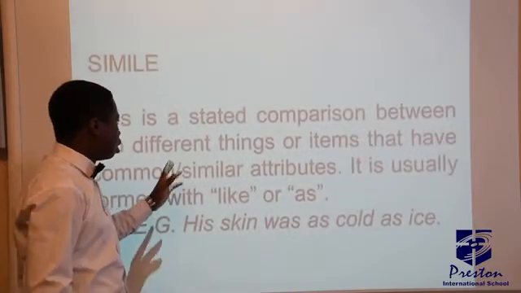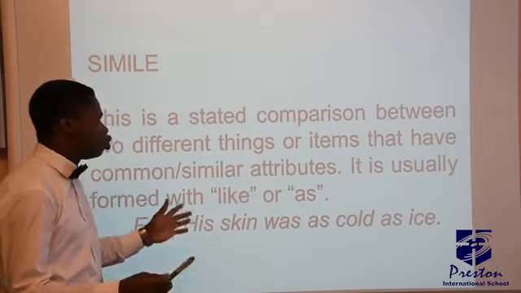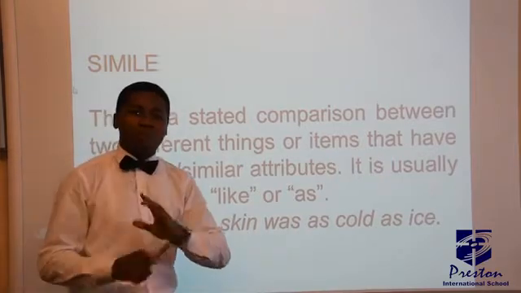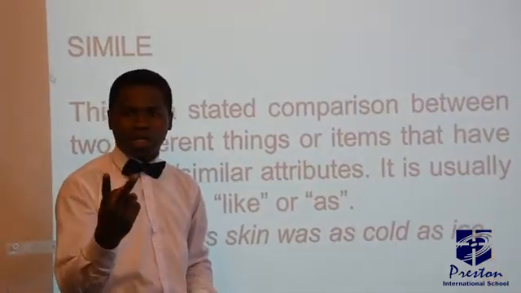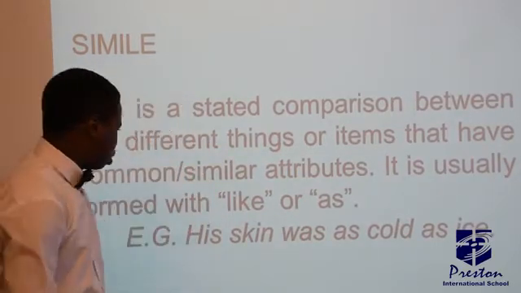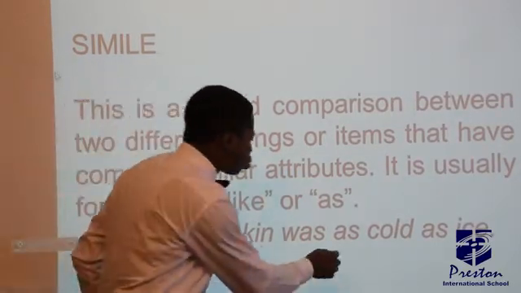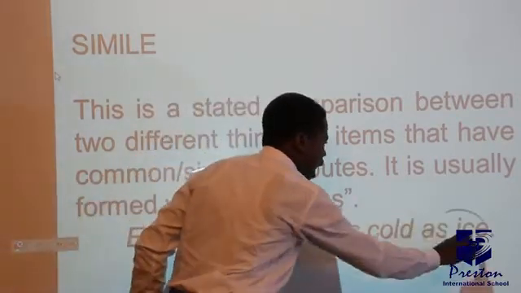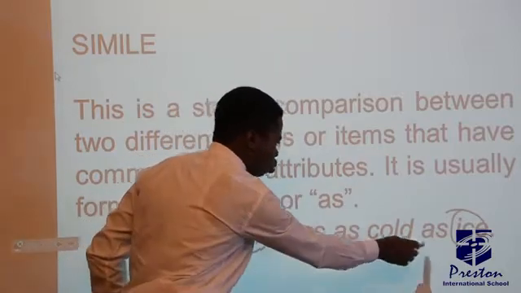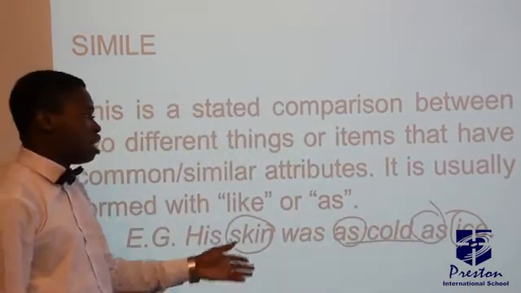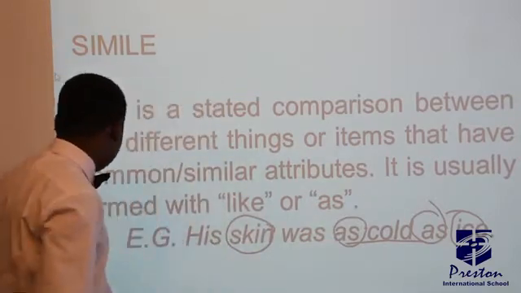We have simile. This is a static comparison between two different things or items that have common similar attributes. And when you have simile, there are two words that bring it about. We use either like or as. Okay, his skin was as cold as ice, where we have skin compared to ice. Okay, so as cold as, here we are using as. And we can also say the same thing, his skin was like ice.